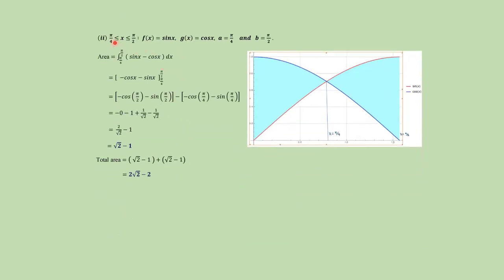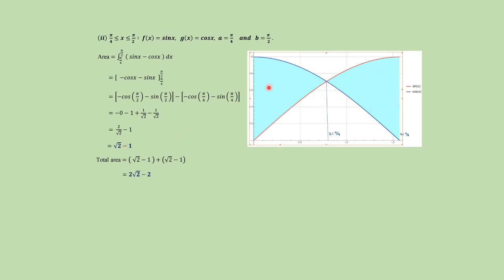Now from pi over 4 to pi over 2, the function sin x is bigger than cosine x. So f of x is sin x and g of x is cosine x. Lower limit a is pi over 4 and upper limit b is pi over 2. So if you proceed the same way, then you will get the area as square root of 2 minus 1. So this one is the area of this part.